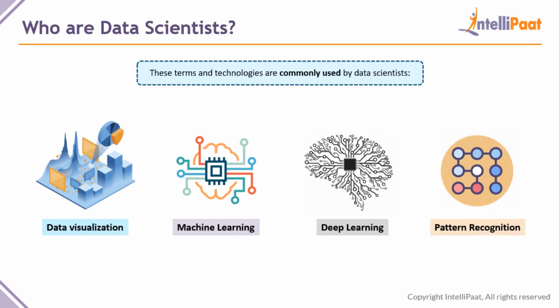Data visualizations, machine learning, deep learning, and pattern recognition. So if you do not know what these terms actually mean, well, let me quickly tell you. Data visualization is basically making a lot of graphs, converting numbers into graphs, and then showing them in a very aesthetic visual way to look at. So that's data visualization, the simplest way.